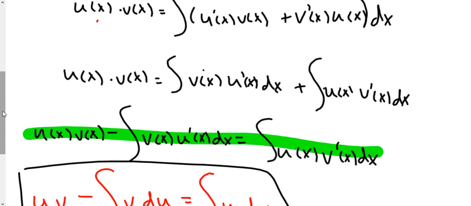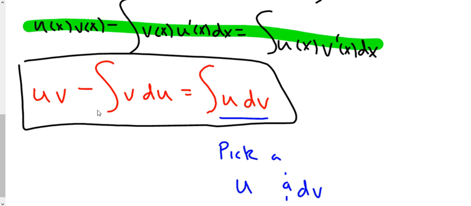And that is essentially where you get integration by parts, where a lot of books will say U times V minus the integral of V du equals the integral of U dV. Here, du means the derivative of U and dV means the derivative of V. So what we have is an integral of U times dV, and we need to break this down into a simpler integral so we can actually solve it.